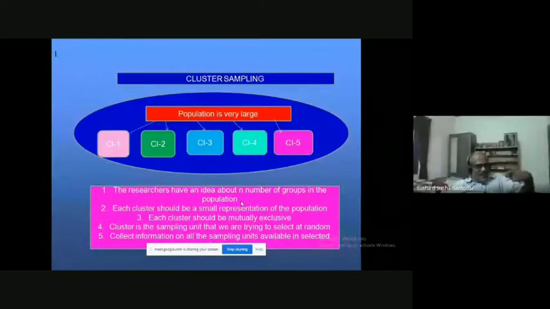And researchers should have an idea about how many groups are in the population. Then we identify some groups in the population. The group is called a cluster. Select as many clusters from the population at random, and all the units included in the cluster will become our sample, provided the population is very large.